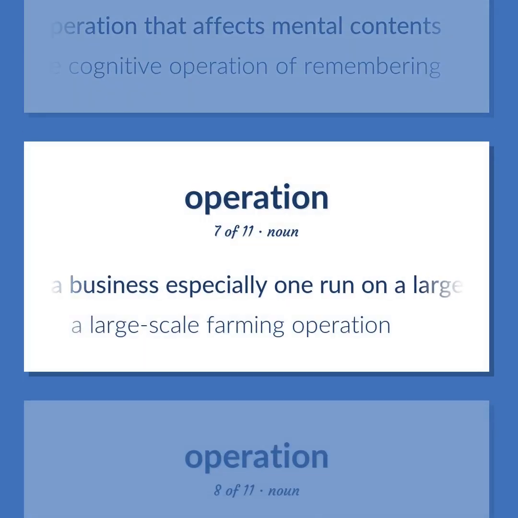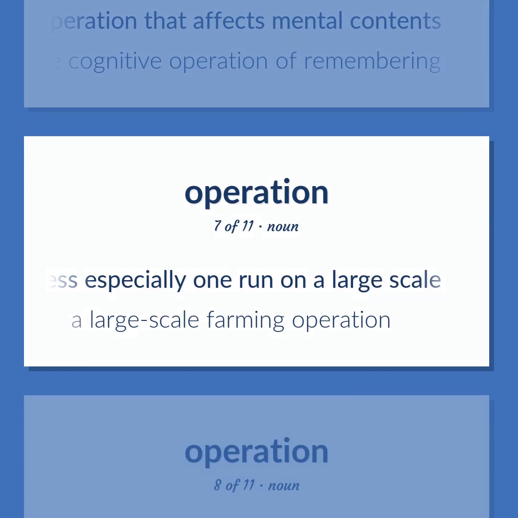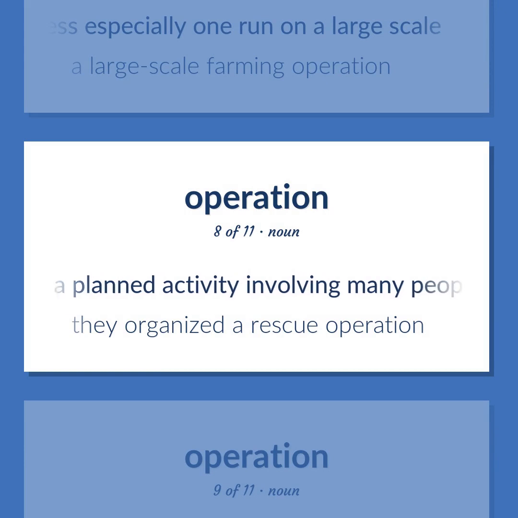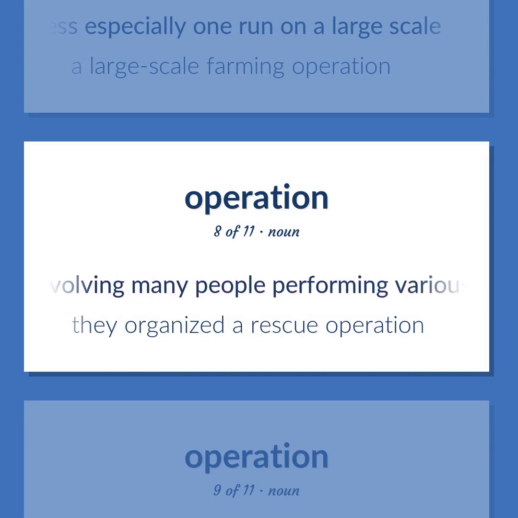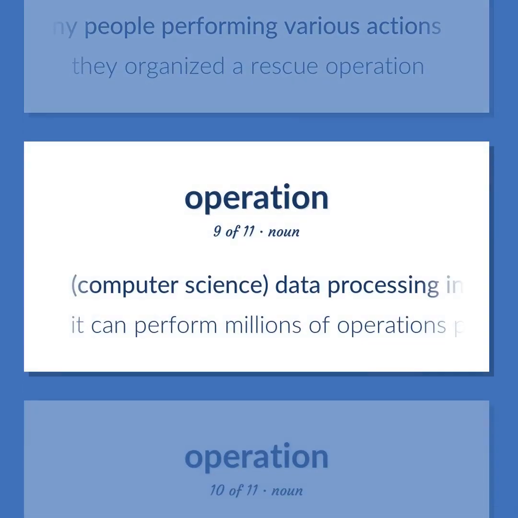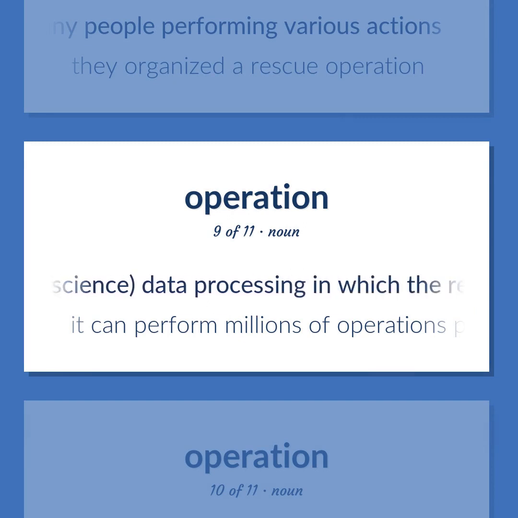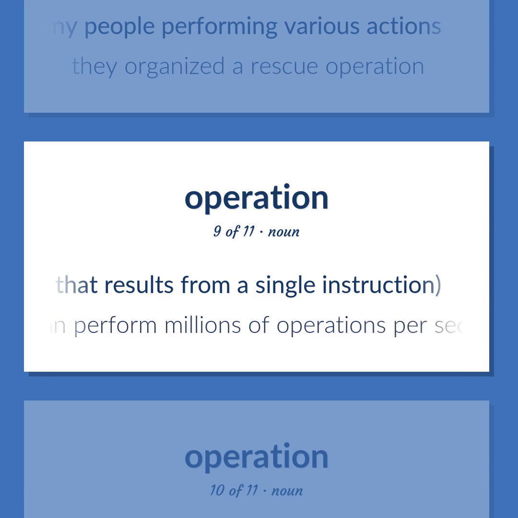A business, especially one run on a large scale. A large-scale farming operation. A planned activity involving many people performing various actions. They organized a rescue operation. Computer science. Data processing in which the result is completely specified by a rule, especially the processing that results from a single instruction. It can perform millions of operations per second.